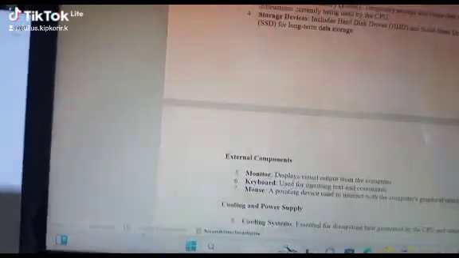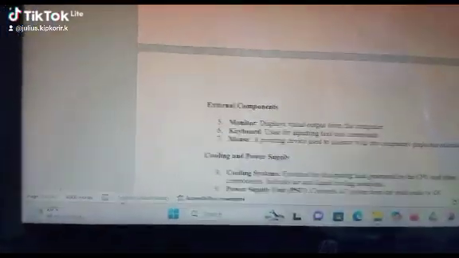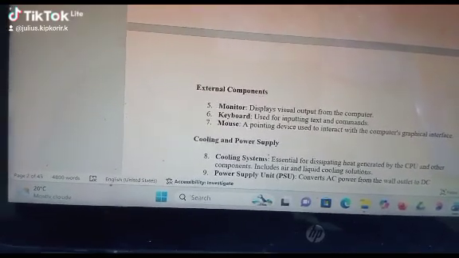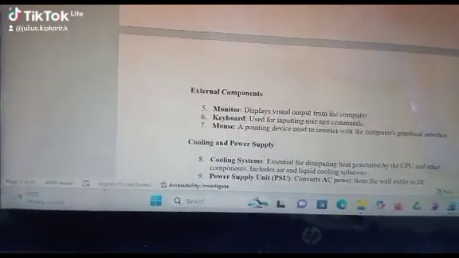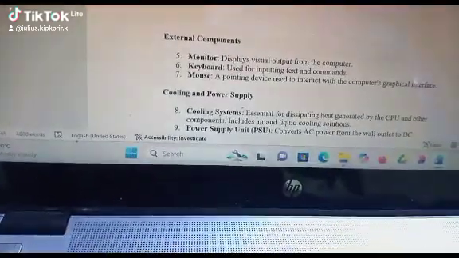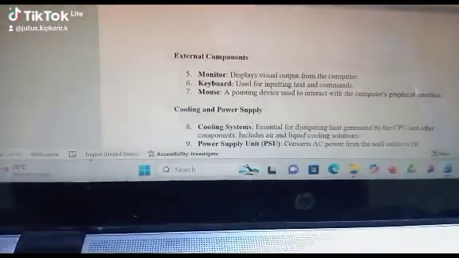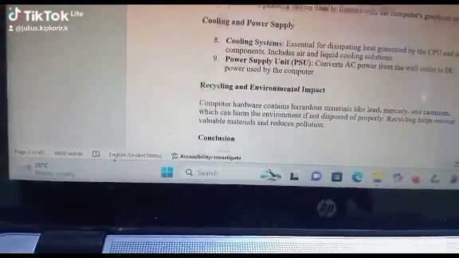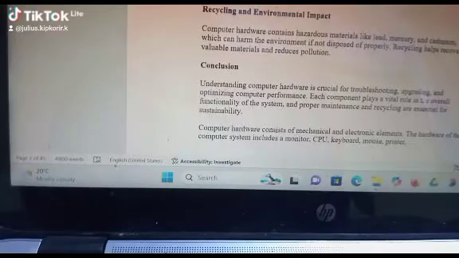Then we have external devices. Some of the external devices will include the monitor, keyboard, mouse, printer, and others. We also have cooling and power supply, which is also attached to some of the devices when it comes to the hardware.